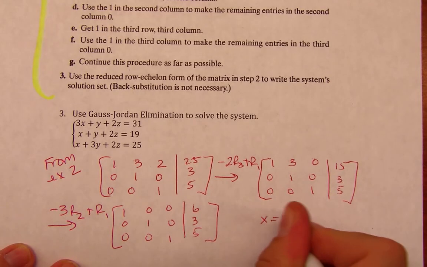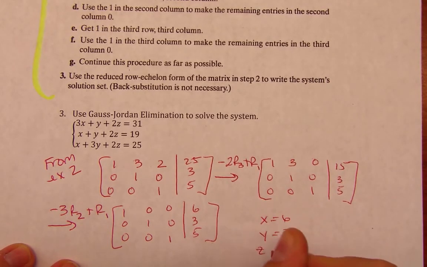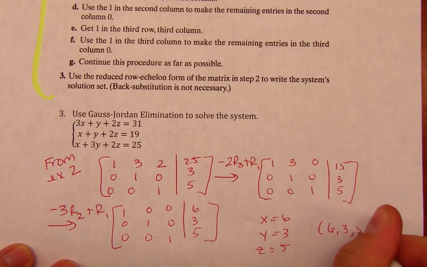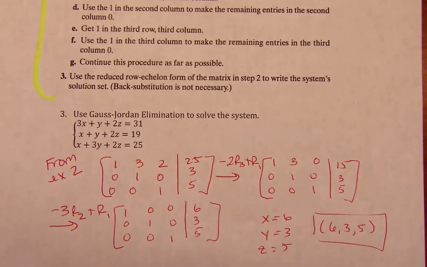We had x equaled 6, y equals 3, z equals 5. So our answer is 6, 3, 5. And that is our solution to this system of equations. And that's the end of section 1 in chapter 8.